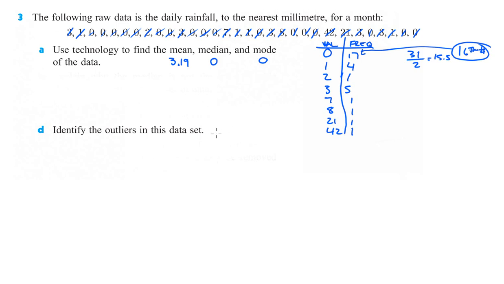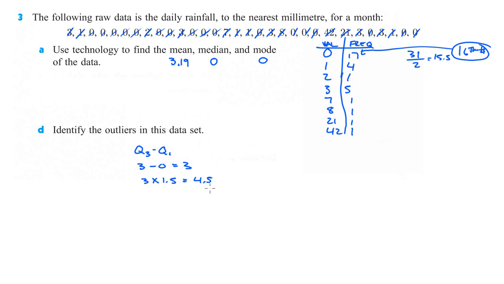Identify the outliers in this data set. So another bonus of doing it on this calculator here is it's going to give us the 5-number summary, because we need to figure out the interquartile range, right? We have to do quartile 3 minus quartile 1. So Q3 minus Q1 in this case is going to be 3 minus 0, which is 3. And then we have to take that 3, and we've got to multiply it by 1.5, which gives us 4.5, right?